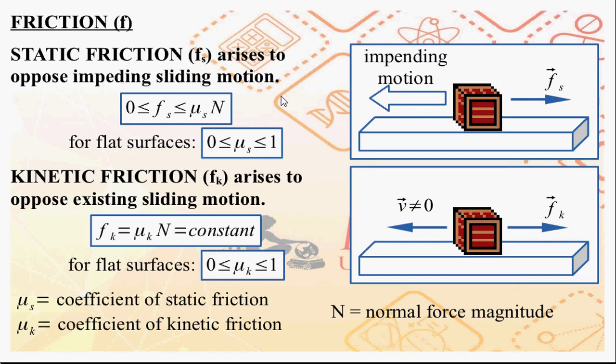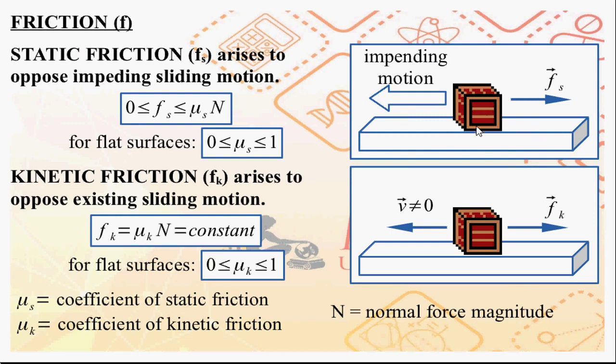There are two types of sliding friction. We have what is referred to as static friction, F sub S, and kinetic friction, F sub K. Static friction arises to oppose impending motion. You have an object placed on a surface. So placed on a surface, if, say, you push this object to the left, the object is still at rest.